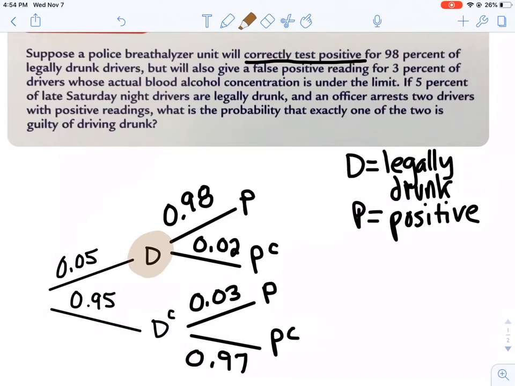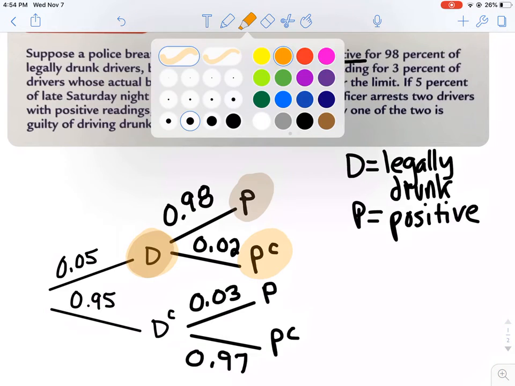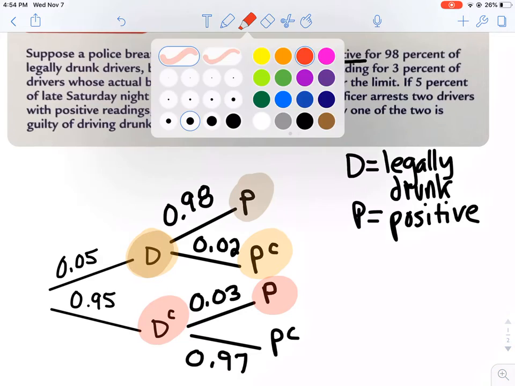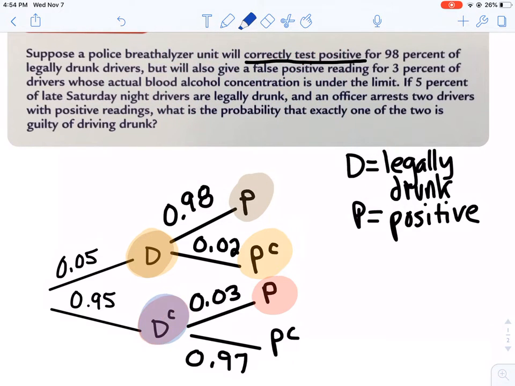Right here I'm representing people who drive drunk and test positive. Here I'm representing people who drive drunk and don't test positive. Here I'm representing people who are legally not drunk, or sober, but they test positive. And here I'm representing people who are sober, but they don't test positive. They test negative. So I have these probabilities already, and this essentially represents one driver. You pull over one driver.